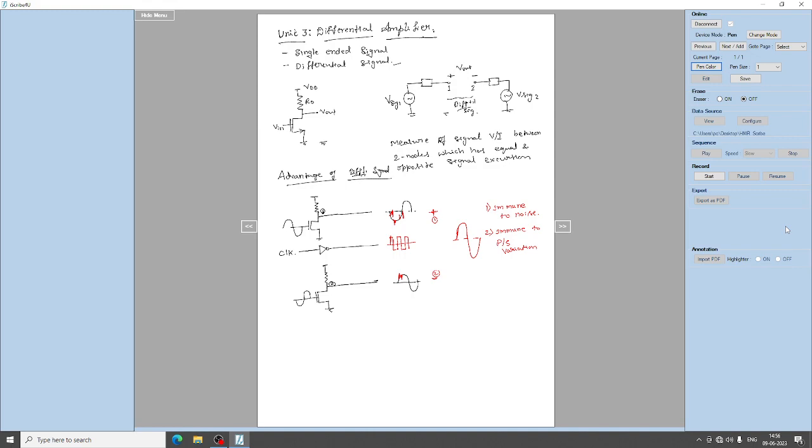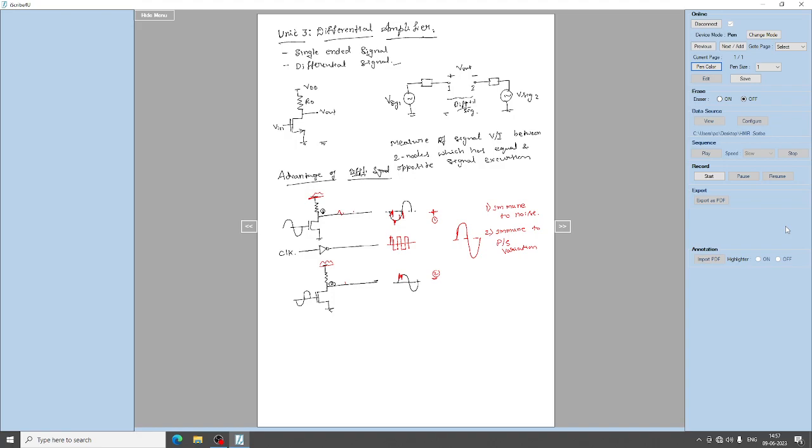power supply variations. If you have a power supply like this which is fluctuating, then what happens? If there is power supply fluctuation, then even in this case your signal will get fluctuated on both the positive and the negative sides of the outputs of your individual signals, right? So this is the advantage of using a differential signal, right?